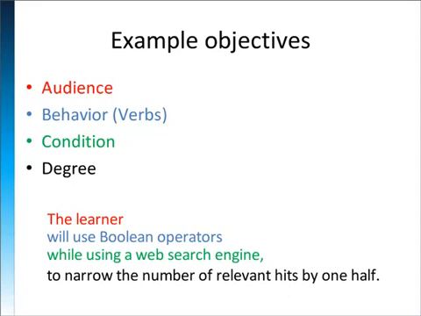The learner and behaviors are pretty much understood here, but given this terminology, the condition describes under what conditions the learner must perform. This is exactly what Dick and Carey mentioned in the text as condition. And the degree describes the criteria of the performance, or to what extent the performance must occur. In this case, to narrow the number of relevant hits by 1/2.